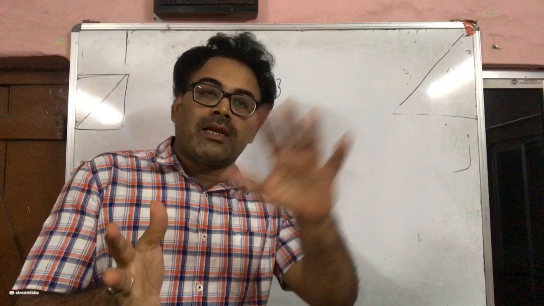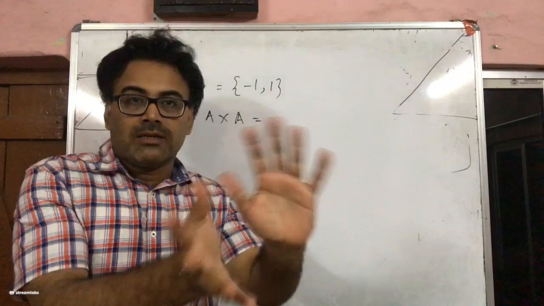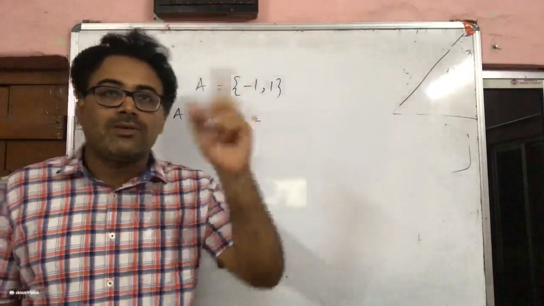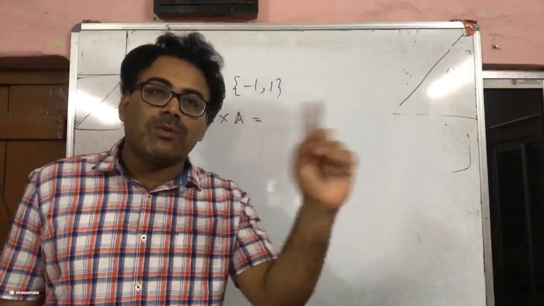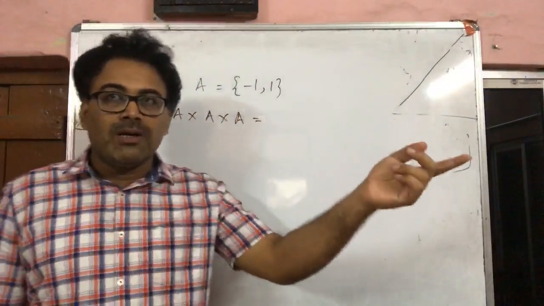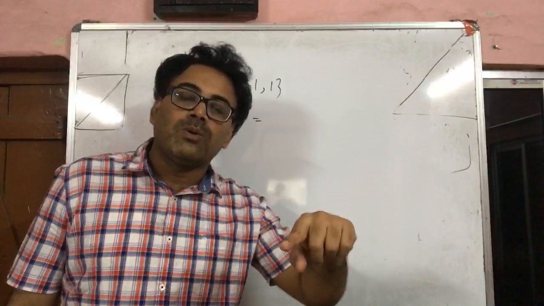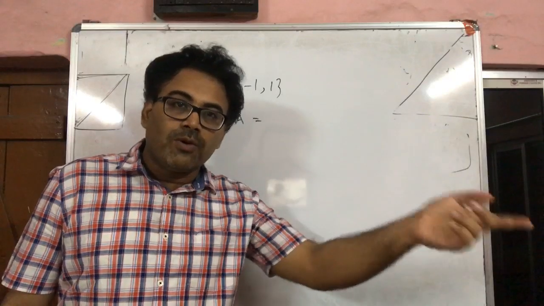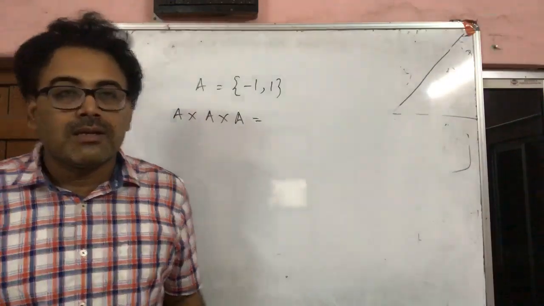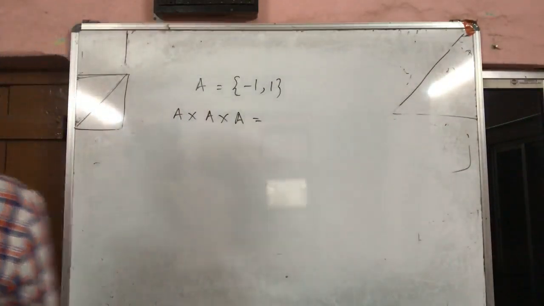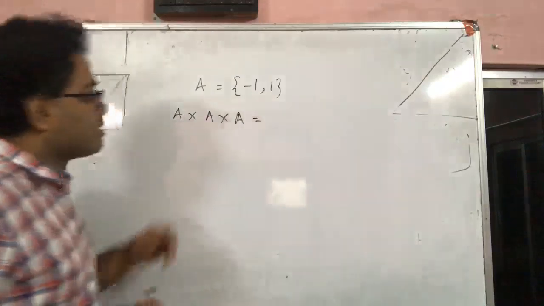A cross B means elements of A are connected to elements of B through ordered pairs. Suppose A has 1, 2 and B has 3, 4. So 1 3, 1 4, 2 3, 2 4 is A cross B. What will B cross A be? We have to come from the other side to this side. So 3 1, 3 2, 4 1, 4 2. They are not the same. Okay, I am talking about ordered pairs. Order means one will come after another. Now complete A cross A, A cross A cross A.